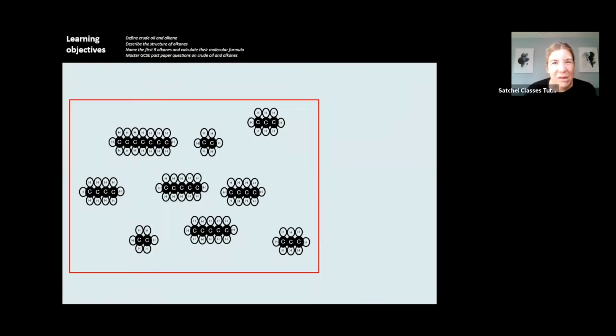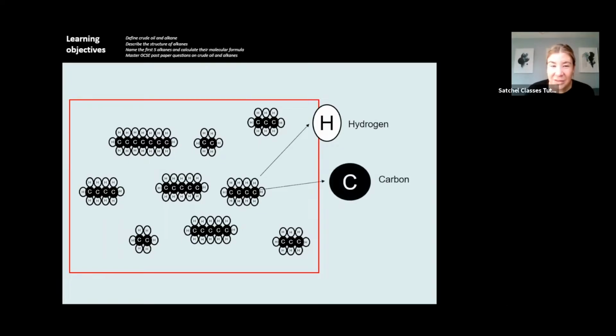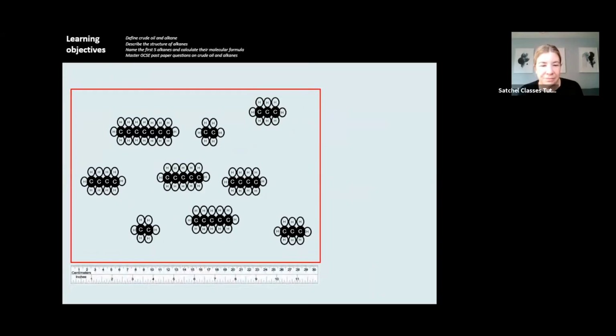Now, what was I saying about a mixture of hydrocarbons? This is a visual representation of a mixture of hydrocarbons. On this slide, you can see lots of different lengths of hydrocarbons. These are separate molecules. You've got long ones and short ones, all different lengths, and they all contain carbon and hydrogen. They only contain those 2 elements. So these are hydrocarbons.